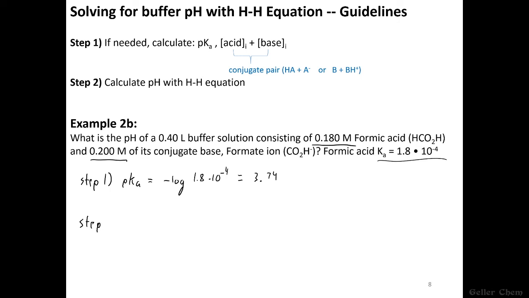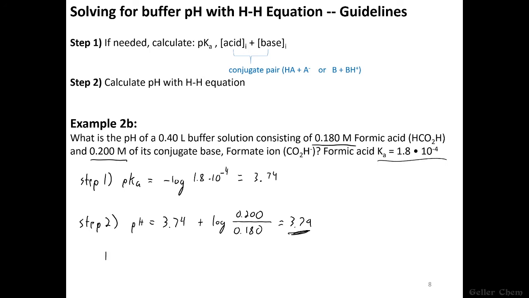On to step 2, which is just plug everything into the Henderson-Hasselbalch equation. pH is equal to pKa, which we just found is 3.74, plus log. Our ratio of base to acid is 0.200 to 0.180. Plug it all in, and we get a pH of 3.79, which is in total agreement with what we got when we did the whole ice table approach. But notice how much quicker and simpler this is.